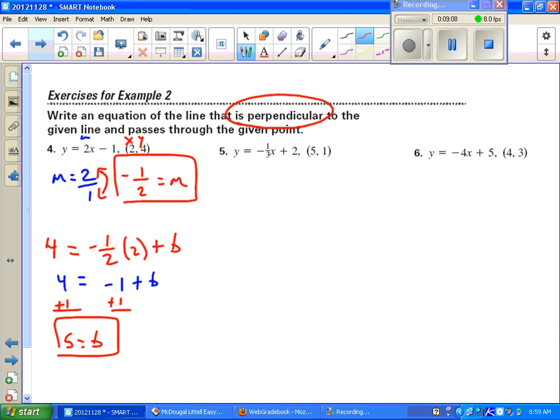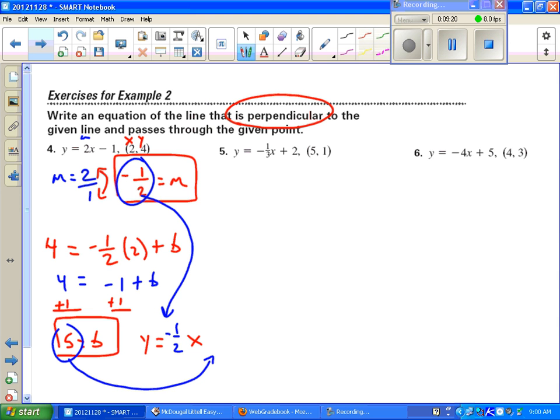So you have m and you have b. Y equals, skip yourself a little space, put your x. Your m value is -1/2, so y equals -1/2 x. Your b value is positive 5. So y equals -1/2 x plus 5.